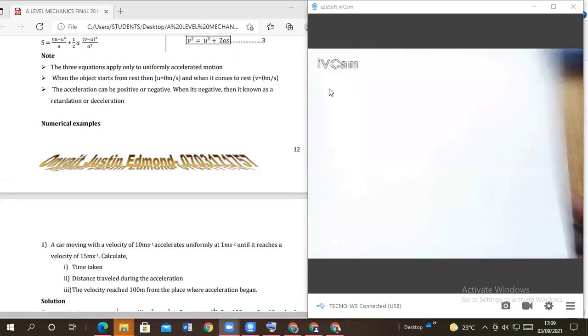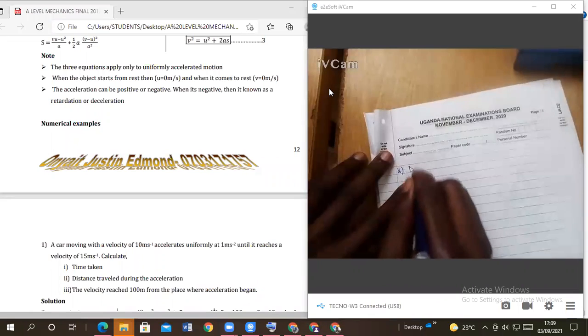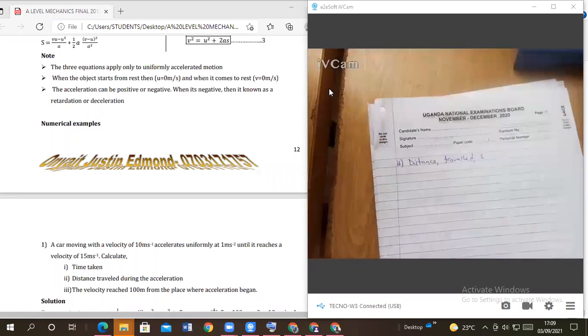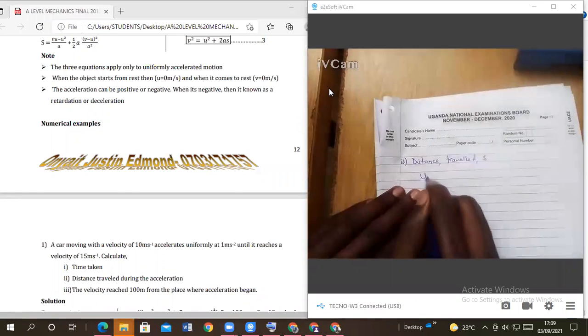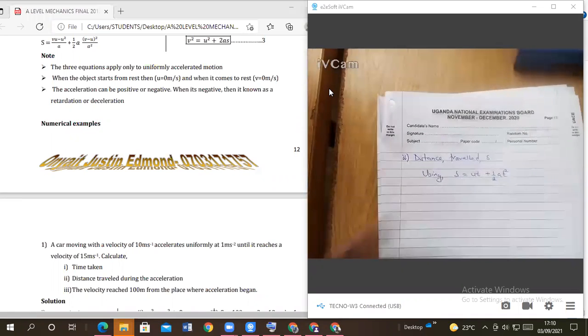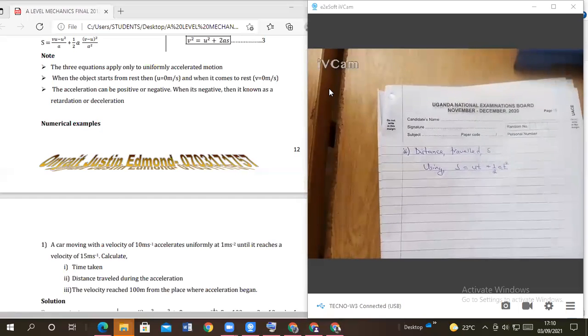So let's go to Roman 2. Roman 2, they're asking for what? Distance traveled, which in our equation we call s. So which equation are we going to use? Which equation? You come and say it. Or you can just say, using s equals ut plus half at squared. Not from anywhere, then that's right. Is that equation yours? Are you the one who discovered it? You said using s equals ut plus half at squared. Okay?